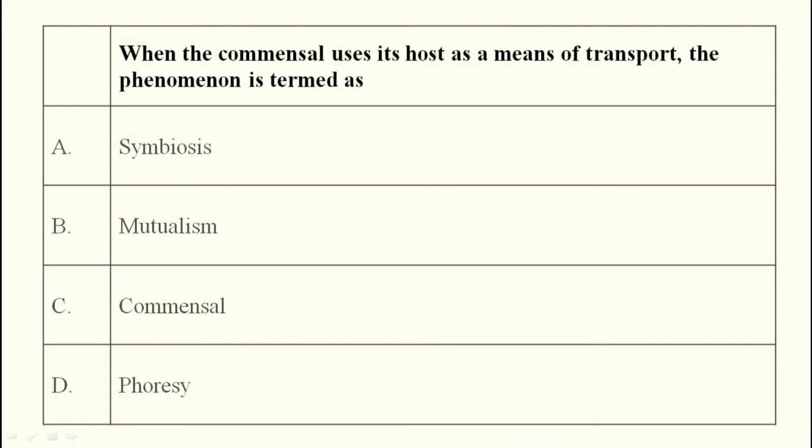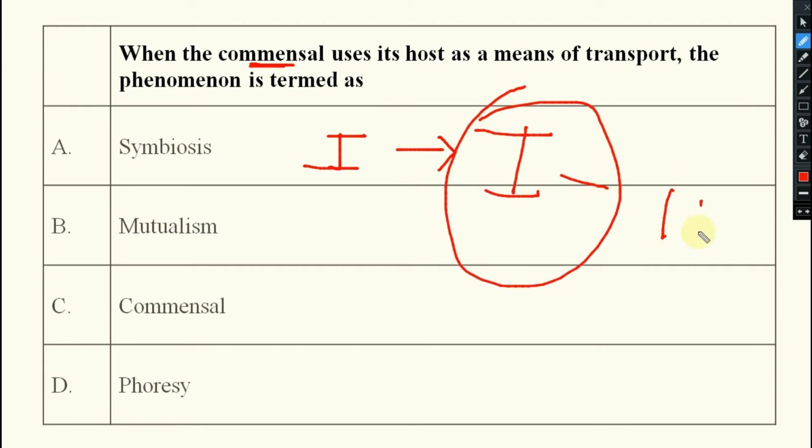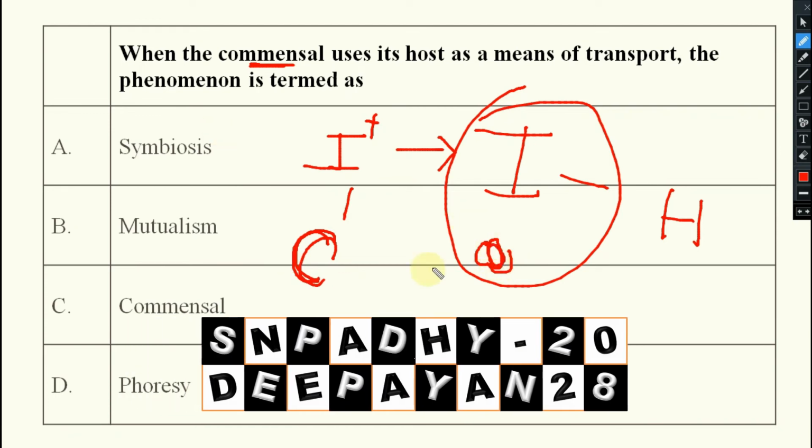Next one, you see, when the commensal, this is important, uses its host as a means of transport, the phenomenon is termed as what? You see, commensal, this one you should know. What is commensal? Suppose one insect is living on another insect. So here this insect will be known as the host, and this will be known as the commensal. When is it called a commensal? When it is getting the benefit but is unharmed, not getting any kind of harm. This is commensalism.